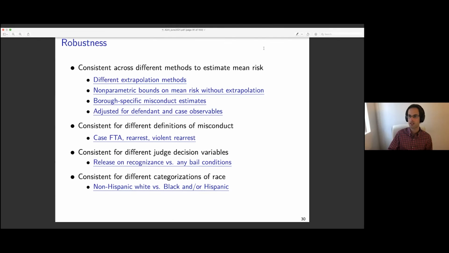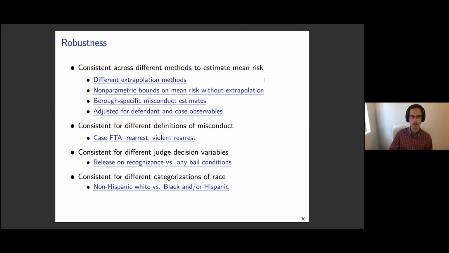There are many potential concerns with this method, so we're going to go through the robustness checks quickly. You might think maybe we didn't extrapolate the right way, and you're worried about that extrapolation doing a lot of work. So we do show different extrapolation methods in the paper. We also do non-parametric bounds on mean risk without extrapolation. That's saying, let's just use the most lenient judge, and then assume the worst case scenario for the rest of the defendants that we don't actually observe. And so that will give you bounds on how large discrimination could potentially be by just using variation that we actually observe.